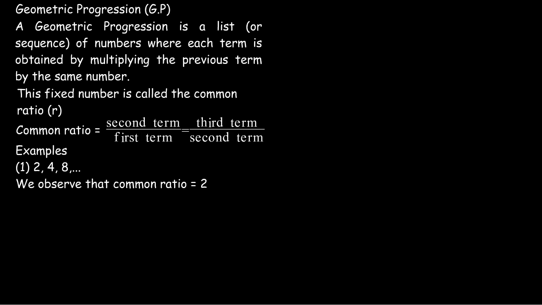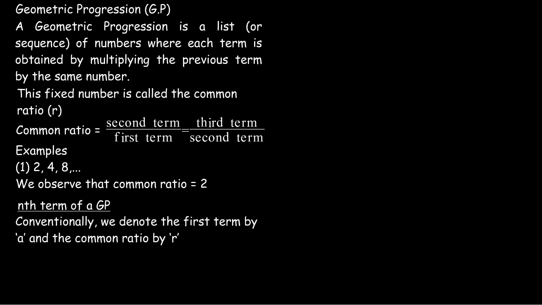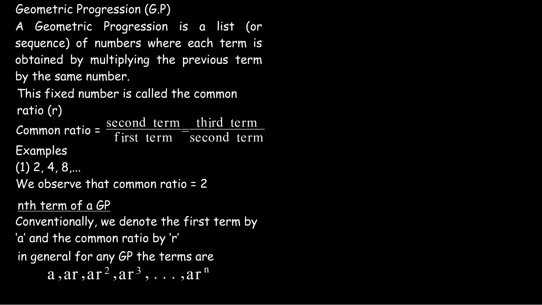Now the very first topic we'll be discussing is the nth term of a GP. Conventionally, when we work with GP, we denote the first term by the symbol a and the common ratio by the symbol r. And in general, for any GP, the terms are: our first term is a, and we are multiplying it by our common ratio, so our second term will be ar, our third term will be ar times r, which is ar squared, our fourth term will be ar squared times r, which is ar cubed, so on and so forth till we get to ar raised to the power of n.